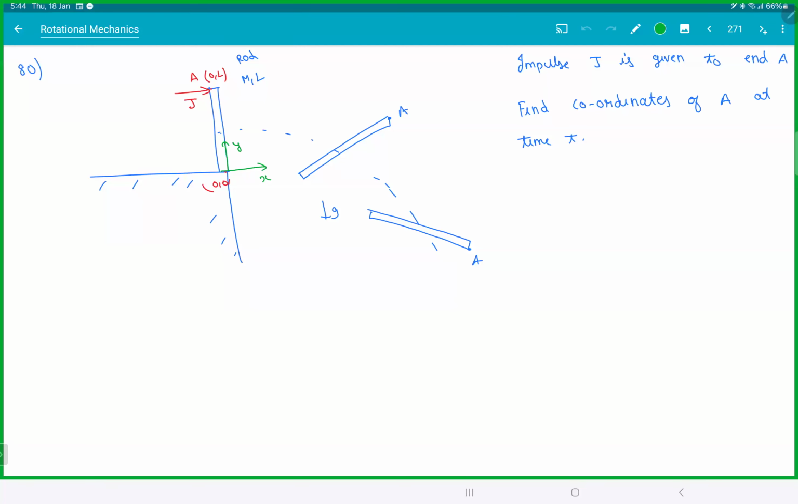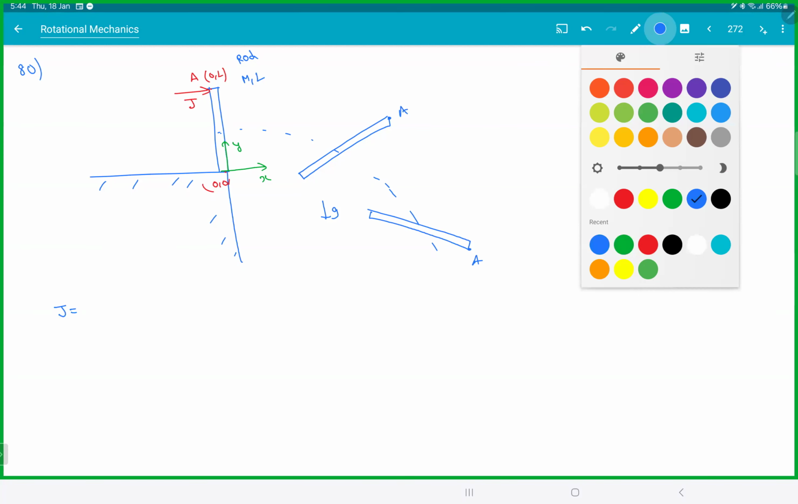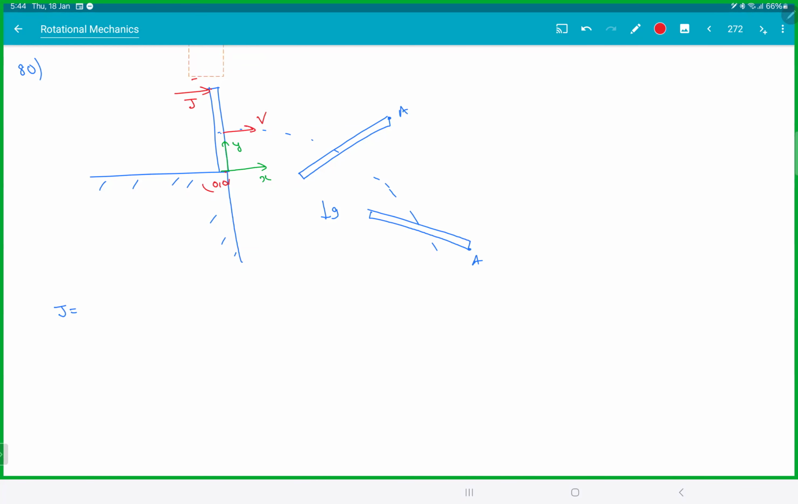First, find the velocity. So just after collision, this guy will be V and this will be omega. So J is delta P, which is m v_COM. Again, V is J by m. There's nothing there. Next thing, J into L by 2, perpendicular distance from center of mass, will be delta L_COM. This will be mL square by 12 omega. So omega bhi aa gaya. 6J by mL. Then what to do?